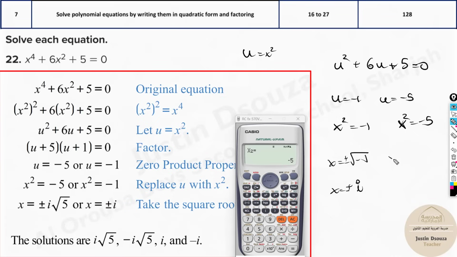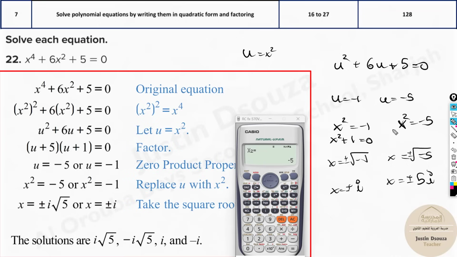And what about this? x will be square root of negative phi, outside is plus or minus. So when you solve this, it will be plus or minus root phi i, because there is root phi and root minus 1, which is i. So these are the answers. So this is how we can solve it. Or you can write this in quadratic form and solve in the calculator as well. But it's too much work.